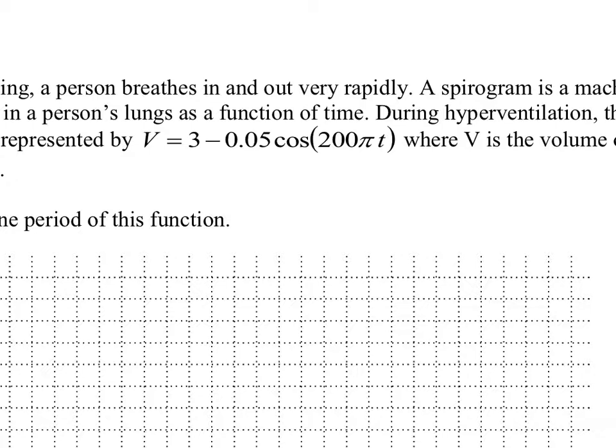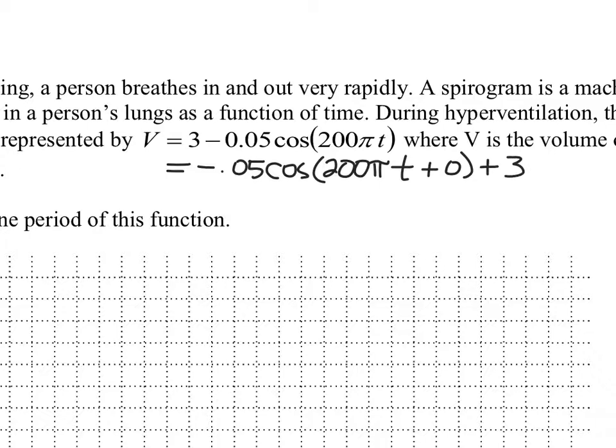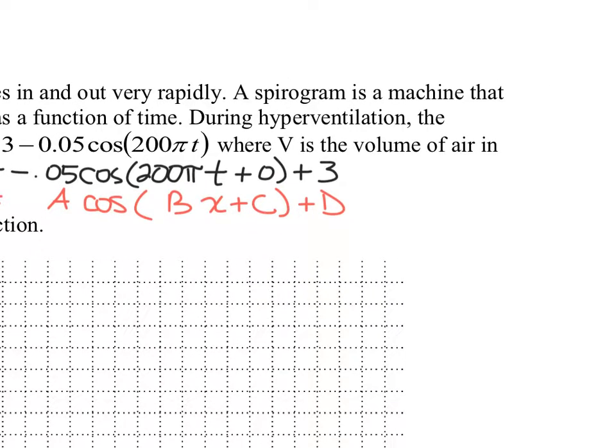First, I'm going to rewrite it as negative 0.05 cosine 200 pi t, I'll put a plus 0 in there, plus 3. I just want to make it match up with the general form of a cosine graph as much as possible. Because in general, it would be a cosine bx plus c plus d. All right, so good old Algebra 2 again.